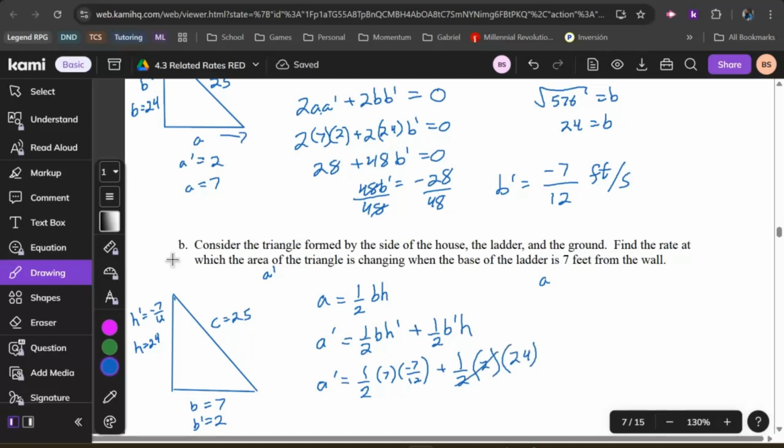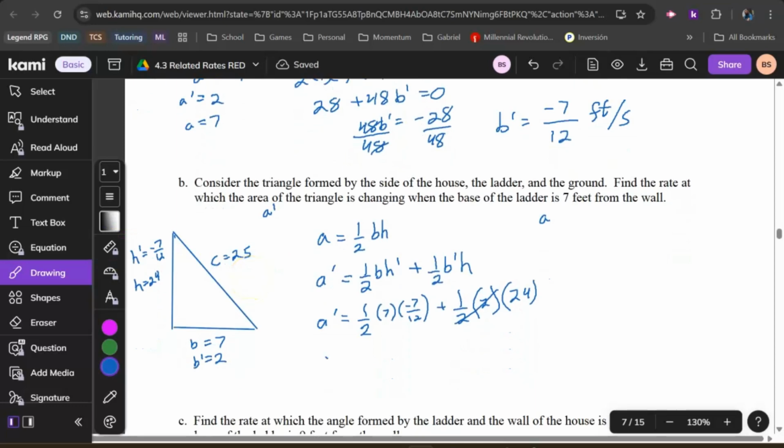Now the 2 and 1/2 cancel there. And so we get that A prime is equal to negative 49/24 plus 24, which really, if we want these to be the same, is negative 49 plus 576 all over 24, because remember, we did that earlier, 24 squared is 576. Then we can simplify, and that gives us 527/24 is our A prime.